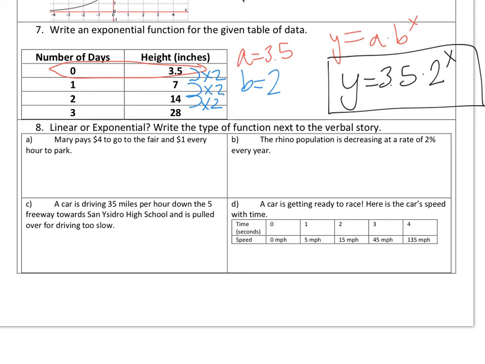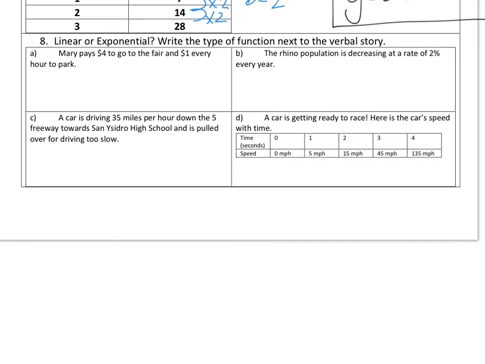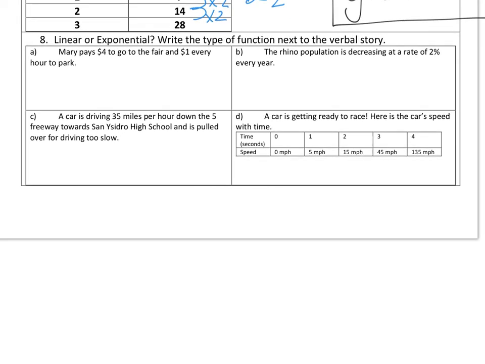Now the very last thing that you were asked to do was to tell whether a function was linear or exponential, and then write the type of function next to the story. That's it. You just had to write linear or exponential. So the big question is, is the change adding or subtracting? If it was adding or subtracting each time, then it's linear. And if it was multiplying or dividing, then it was exponential. So I have to read the story to figure that out.